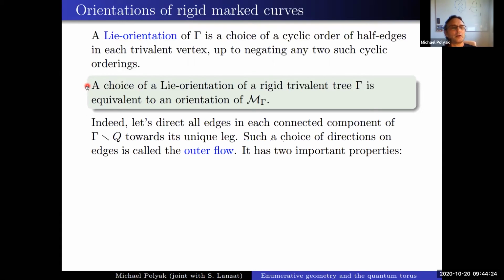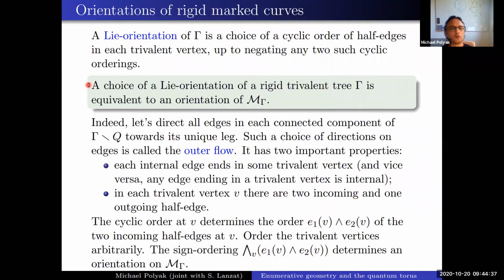And actually, the choice of this Lie orientation is equivalent to an honest orientation of this cell. So here I explain this. I will probably skip this. You should just believe me that this Lie orientation honestly gives you an orientation of the cell. There is a proof, but you don't really care about this proof. So skip all this part. Don't pay attention.